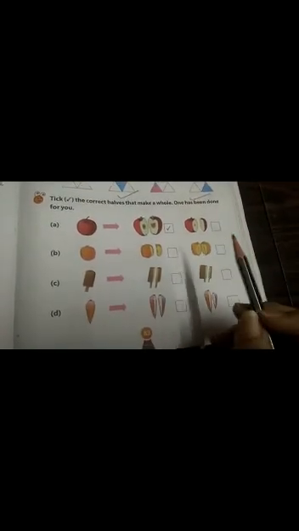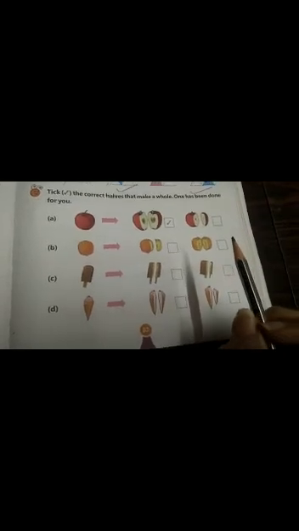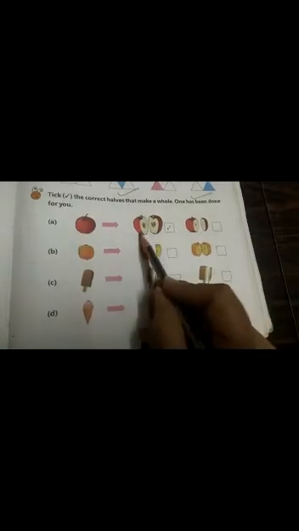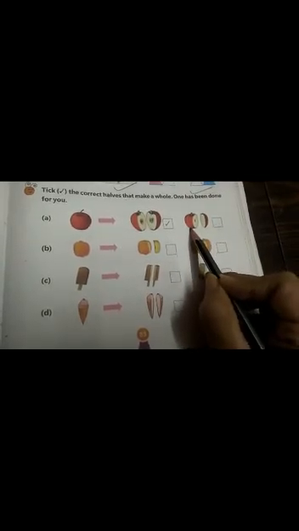Tick the correct halves that make a whole. One has been done for you. Now I had also told you that fractions are equal parts. The parts should be equal. It should not be that one part is big and one part is small. So now this apple has been cut into two parts, two halves. But which is the exact one? Now this one is exactly half, whereas in this one, this part is smaller than this part. So this is the right answer.